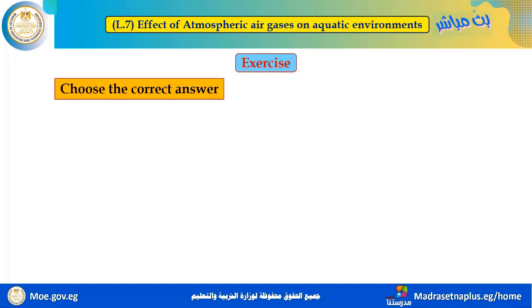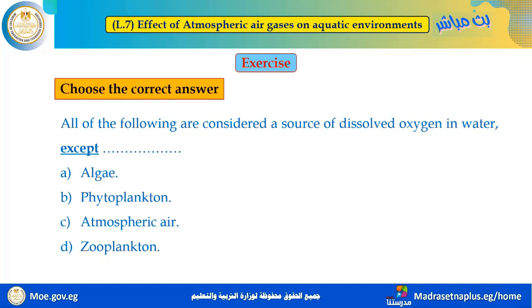Let's go for another question. All the following are considered a source of dissolved oxygen in water except what? Algae, phytoplankton, atmospheric air, zooplankton. Yes, that's right. The zooplankton is not at all a source of oxygen.